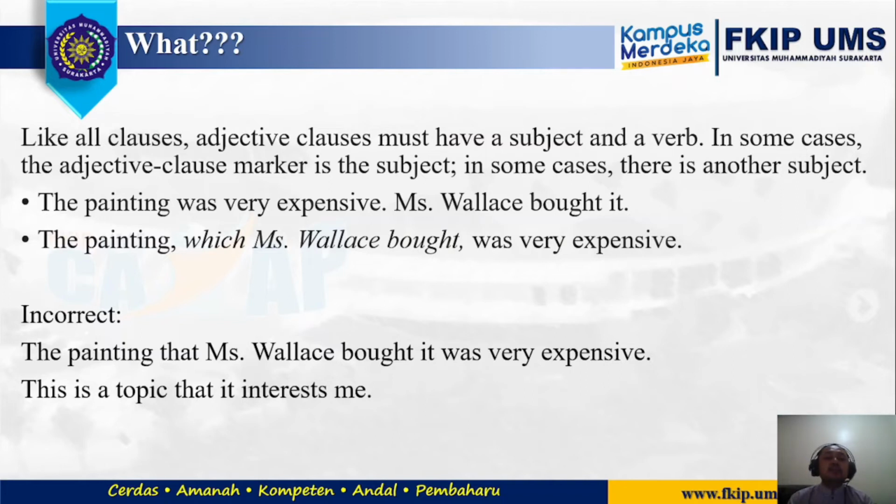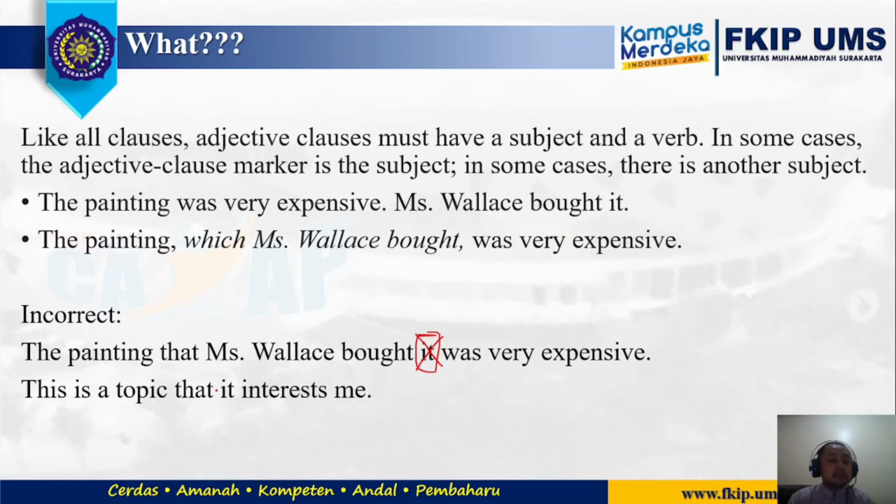Because when we are using that, wait a minute. Let me show you the problem here. Okay, this one. Here, the problem is in here: the painting that Miss Wallace bought, it was very expensive. You know what? We don't need to put it here because, of course, "that Miss Wallace bought was very expensive" means explaining the painting. So we do not have to mention it. When we put it here, it means that there will be double nouns, right? So it will be a problem.